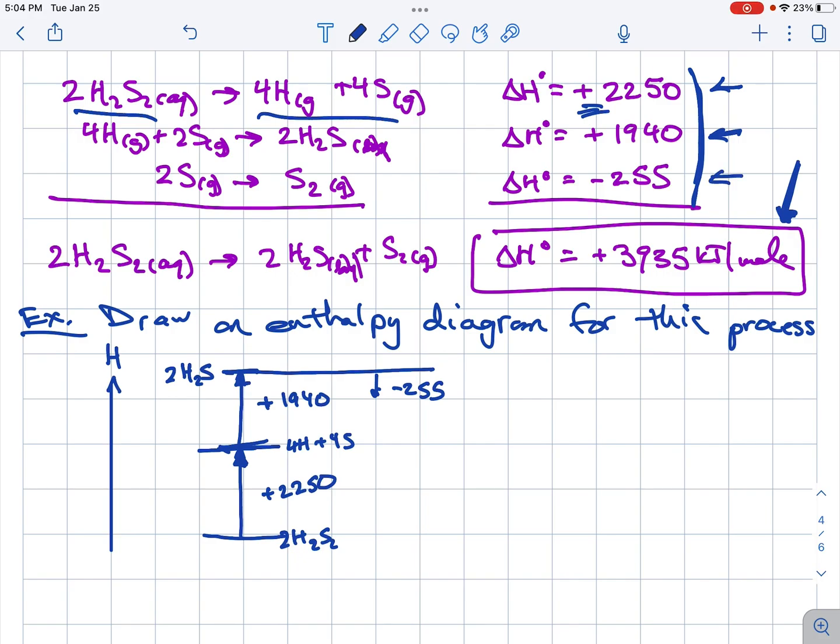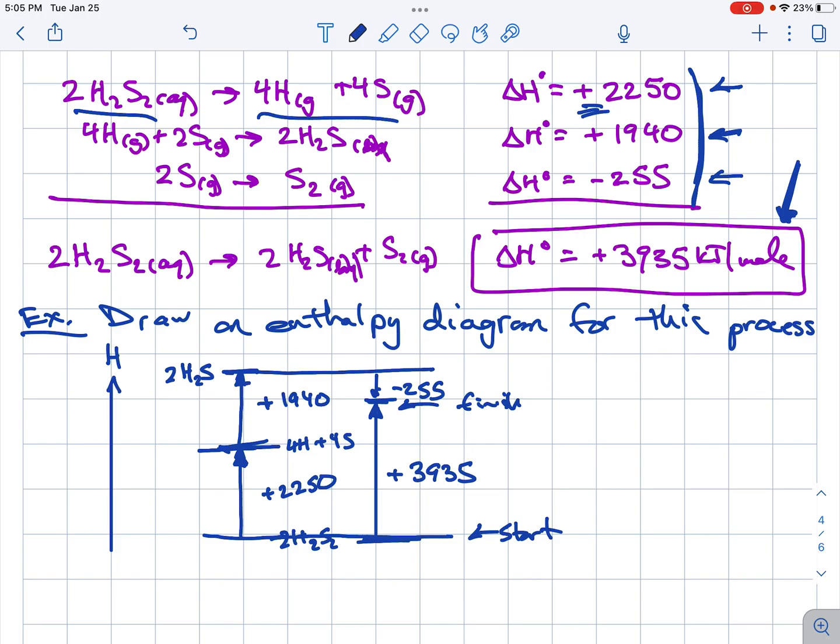Now overall, how far have we gone? Well, we've gone up overall, right? Because we started at this line down here. This is where we started, right? This is where we finished, right? So overall, we've gone up. And how much have we gone up? Well, we've already calculated that, right? We've gone up positive 3935 kilojoules per mole.